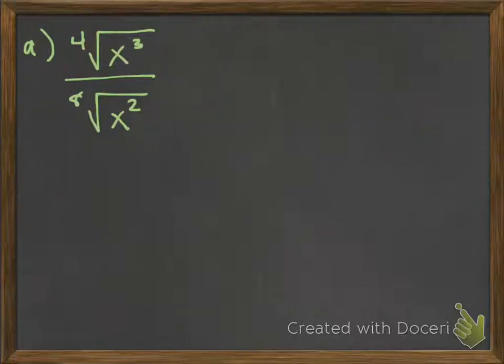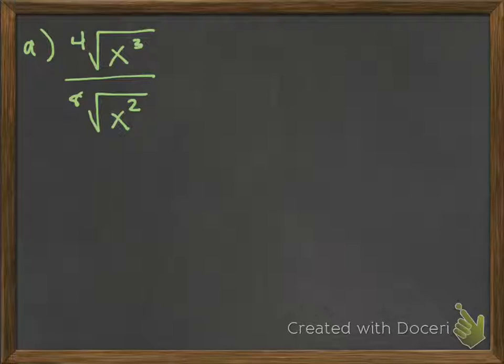So for your first example, we have the 4th root of x cubed divided by the 8th root of x squared. And the first problem that arises is that right now we're in radical form, and all the rules above in the chart are all talking about exponents. So I need to get rid of these radical forms and put it into what we call exponential form.